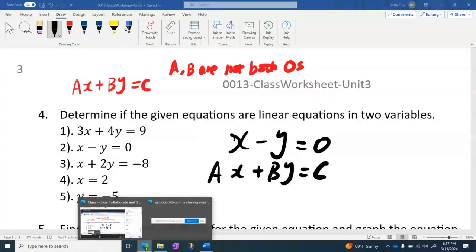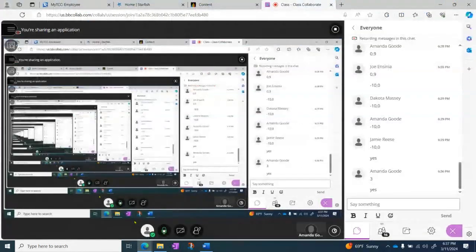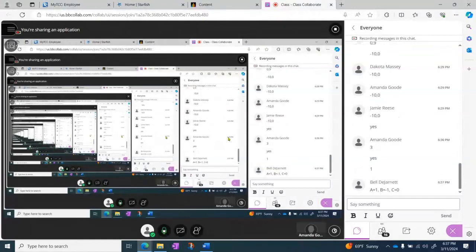x minus y equals 0. You agree this is a linear equation in two variables. And would you like to tell us what is a, what is b, what is c? You can type or you can speak. Okay, a is 1, b is -1, c is 0. Awesome. Thank you, Belle. Very good. Perfect.